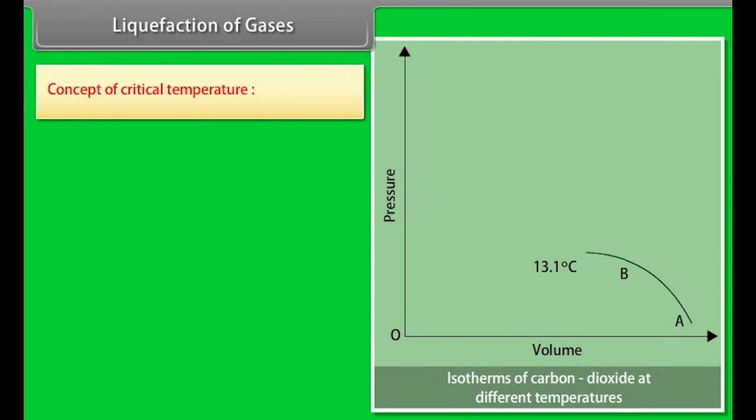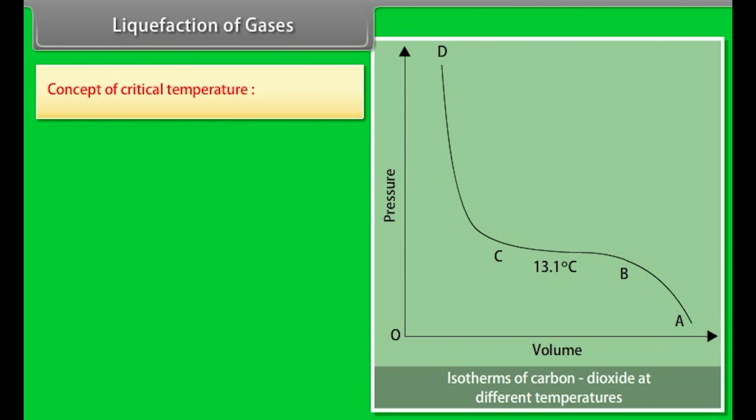Hence, volume decreases rapidly along the line BC. At the point C, the liquefaction is complete. Now further increase of pressure has very little effect upon the volume because liquids are very little compressible. Hence, a steep curve CD is obtained. Thus, along the portion AB, carbon dioxide exists only as gas, along the portion CD only as liquid, and along the portion BC, the liquid and the vapor are in equilibrium with each other.